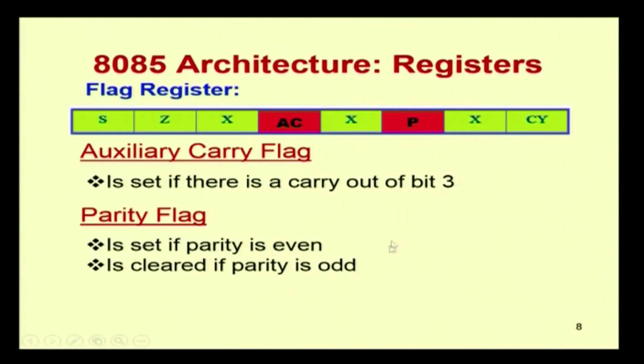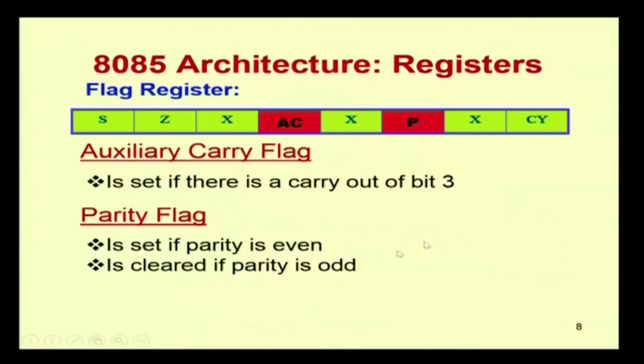Then you have the parity flag. The parity bit is used in microprocessors during data transmission. So, we use what is called the parity check. Of course, we will see all those things later when we see the serial interface. Parity depends upon how many ones are there in a byte.